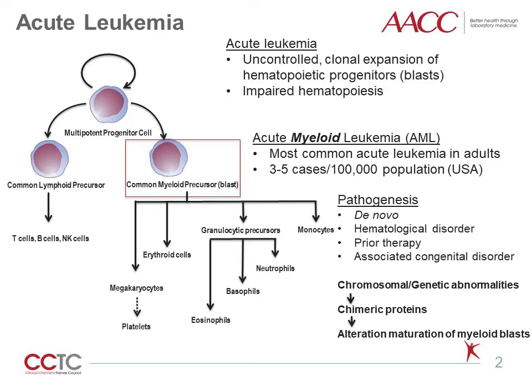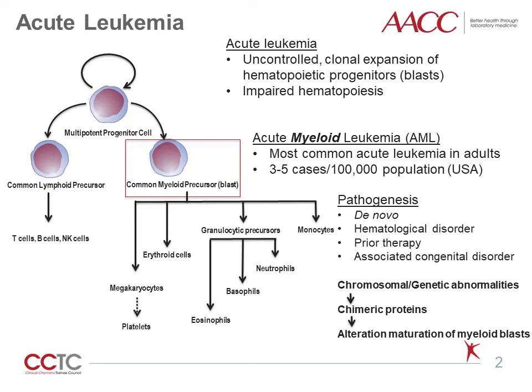Any cell in this system can undergo malignant transformation that leads to uncontrolled growth. An acute leukemia is defined as the uncontrolled clonal expansion of hematopoietic progenitors or blasts. Acute leukemias typically present with symptoms of impaired hematopoiesis and bone marrow failure due to the crowding out of normal marrow by malignant cells. Patients may present with recurrent infections due to neutropenia, bleeding or bruising due to thrombocytopenia, and weakness or lethargy due to anemia.